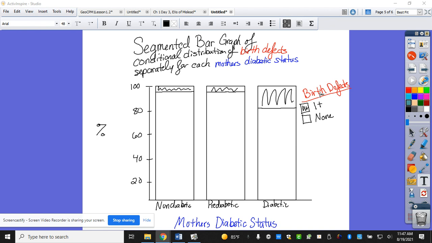For either 1 plus or none, we've got non-diabetic, pre-diabetic, diabetic. Very generally, without context, tell me 2 of them you're going to compare and what they are. Well, the non-diabetic and pre-diabetic are similar. Okay, so let's start there then. So non-diabetic and pre-diabetic have similar percentages of birth defects at number and number respectively.